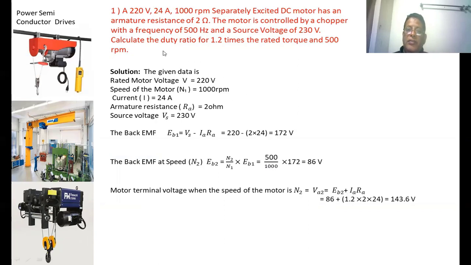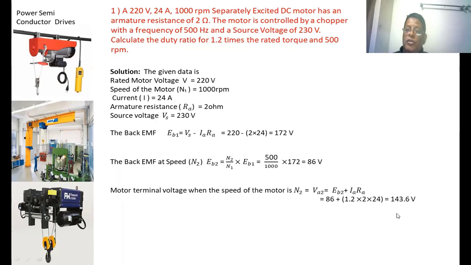In the numerical they ask you to find the duty ratio of the chopper at 1.2 times the rated torque. This is a shunt motor, so the flux is constant. 1.2 times the rated torque means 1.2 times the rated current. So we take 1.2 into 24 into the armature resistance plus 86 volts, that is EB2, which gives VA2, the terminal voltage, 143.6 volts.